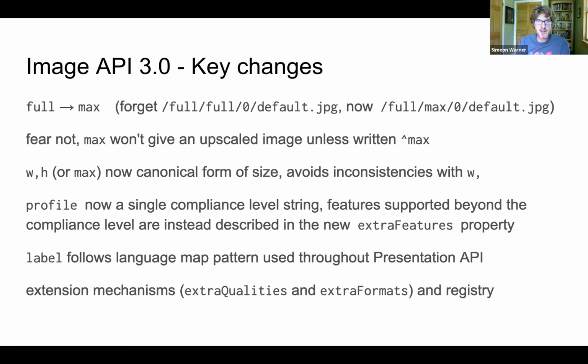So other key changes. This one's going to be one that's hard for me to get used to. I'm so used to writing full/full/0/default.jpg to get the image, and now one writes full/max/0/default to get something that's the full region, maximum size, but not upscaled, unrotated default image.